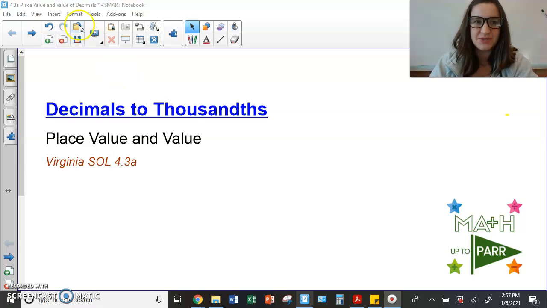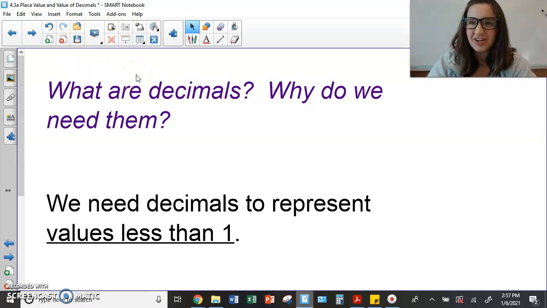On this episode of Math Up to Par, we are going to be talking about the place value and value of decimals. So let's start by talking about what decimals are and why we need them. We need decimals to represent values less than 1. Sometimes we have parts and pieces. If you have one sandwich and you cut it into 2 pieces, you have 2 parts to your whole. Sometimes we need numbers to represent amounts that are smaller than 1, and that's when we use decimals and fractions. They are 2 different ways to represent an amount that is less than 1.